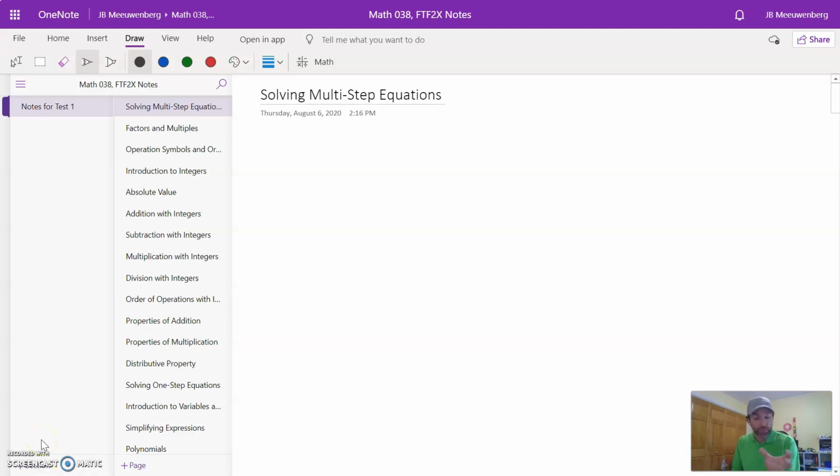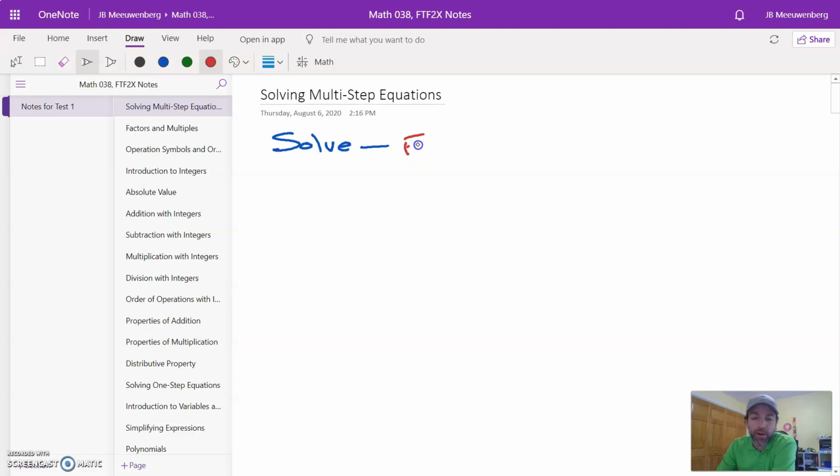We did see a little bit of that in the first video of solving equations, but the first thing I'm going to ask, and pause and see if you can come up with the answer, is what does it mean to solve an equation? We have a very specific definition of that, and see if you can remember it.